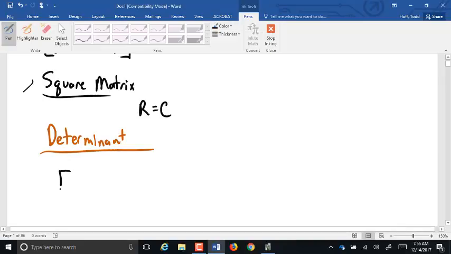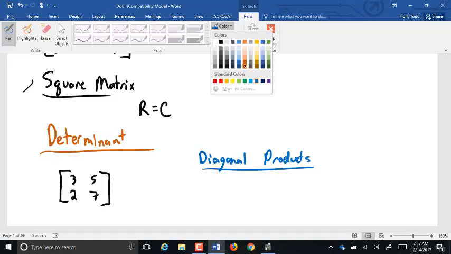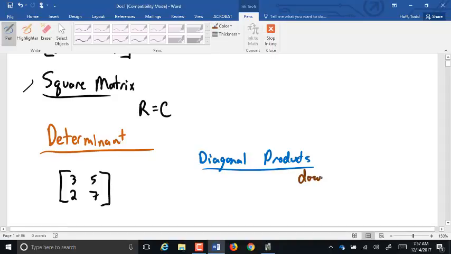For example, if I have the matrix 3, 5, 2, 7, and I want to do its determinant. Well, determinants use what's called diagonal products. If the diagonal goes down, it's a positive. If the diagonal goes up, it's a negative. Now, that doesn't mean that the value of the numbers can't change that.